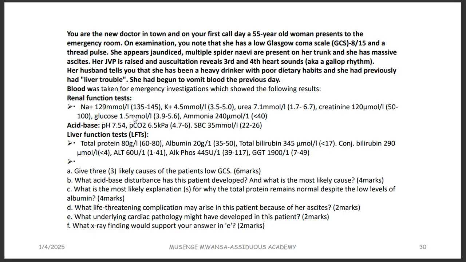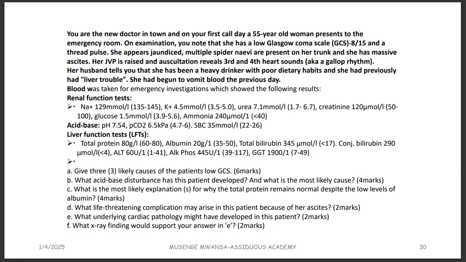Besides that, you can also see here, look at glucose. Glucose is 1.5. Hypoglycemia also can lead to altered mental function. And look at sodium. Sodium is low. So there is also electrolyte imbalance. So these three reasons can cause the low GCS. What acid-base disturbance has this patient developed, and what is the most likely cause?